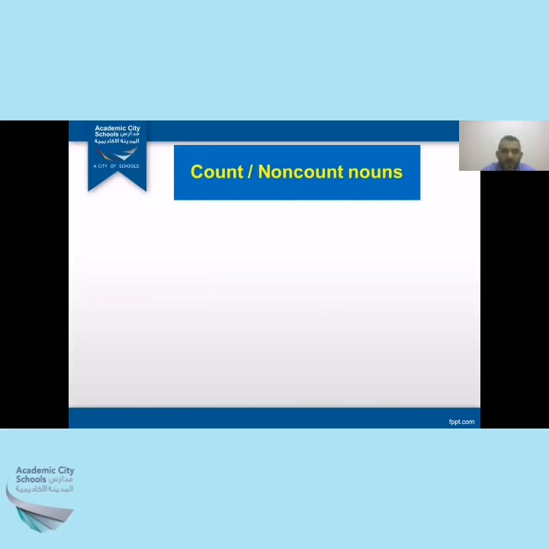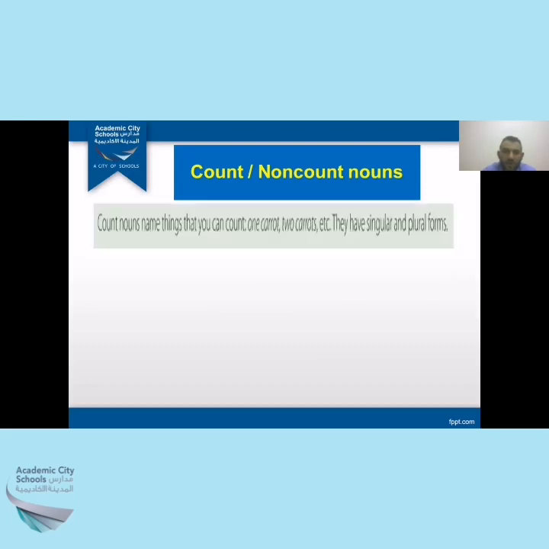Count means المعدود. Non-count means الغير معدود. Count nouns name things that you can count. For example, 1 cart, 2 carts, etc. They have singular and plural forms. So here we have singular count nouns and plural count nouns.